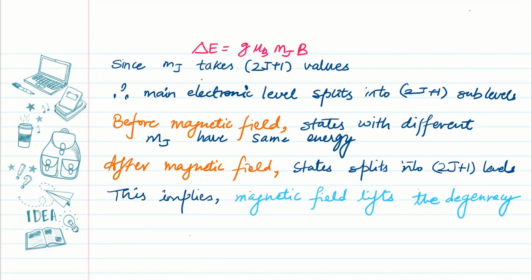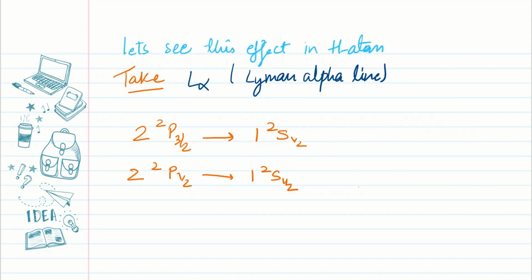Since we know M_J can take 2J plus 1 values, the main electronic level splits into 2J plus 1 sublevels. Before magnetic field, the states with different M_J have the same energy, and after magnetic field, the state splits into 2J plus 1 levels. This implies this magnetic field lifts the degeneracy. So let's see this effect in hydrogen atom.